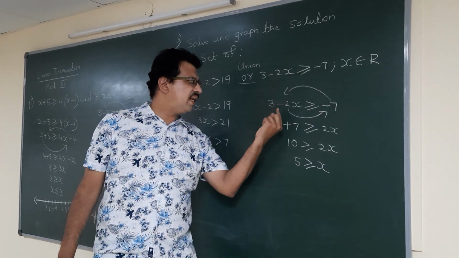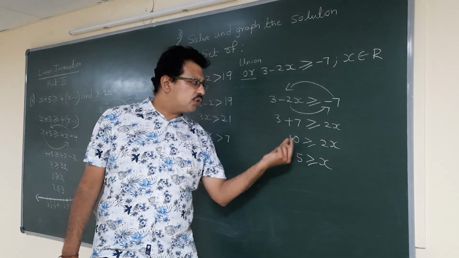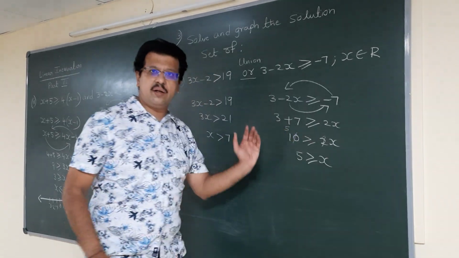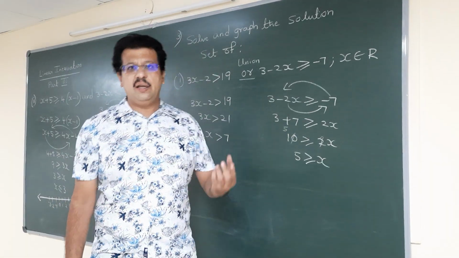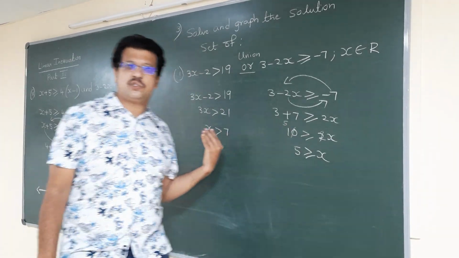Minus 7 to the left hand side becomes plus 7, minus 2x to the right hand side becomes plus 2x. So 2 ones are 2 and 5 twos are 10. So I think this is quite easy simplification. So you have to do a little bit fast, children. In examination, the speed has to be more for such type of simplifications.